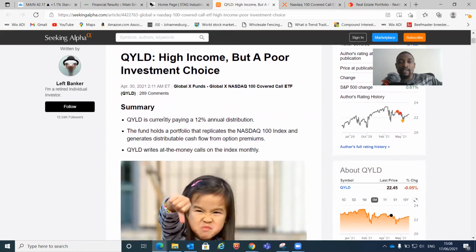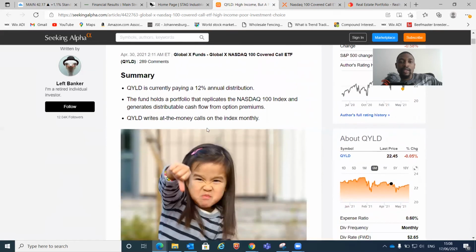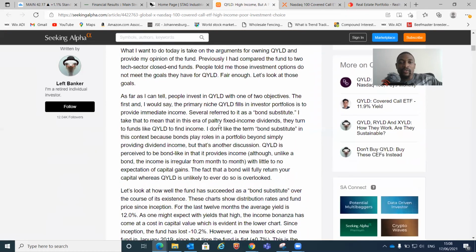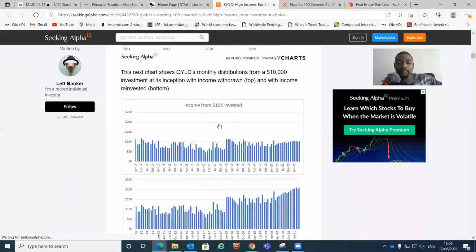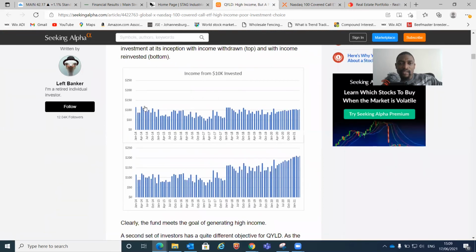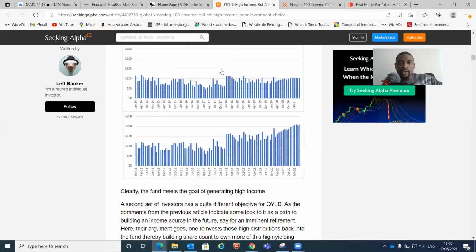But in summary, they say that yes, they are paying the 12% annual distribution, and this fund replicates the Nasdaq 100 index, and generates distributable cash flow from option premiums, and they write at-the-money calls on the index monthly. Then there's a lot of story why this might not be a good investment. And then you see that there's this income if you were to invest 10,000 US dollars. So you expect to get an average of around $100 per month if you put in 10,000 US dollars.